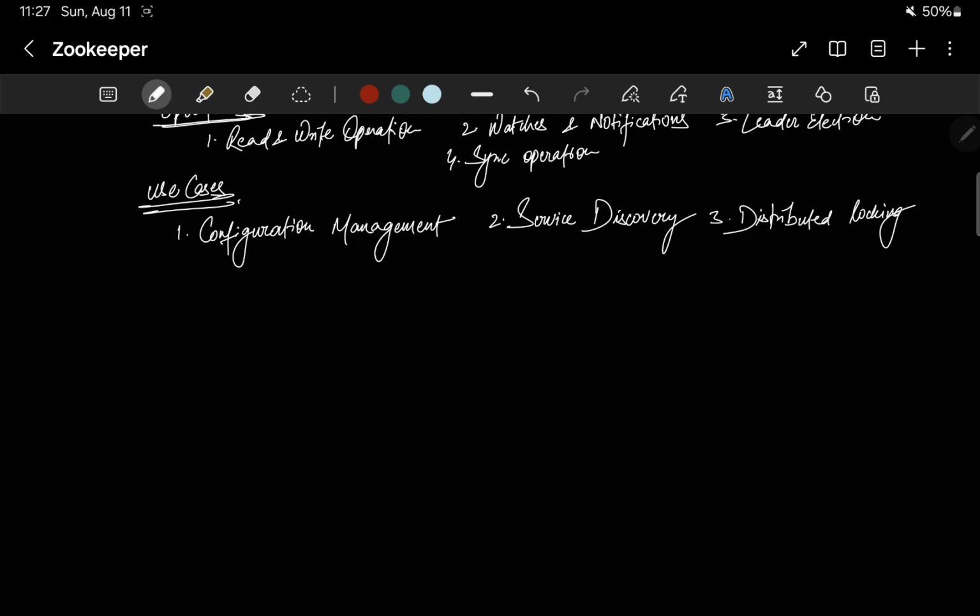ZooKeeper provides primitives for distributed locking, ensuring that only one client holds a lock at a time. In a distributed task scheduling system, ZooKeeper might be used to ensure that only one instance of a job scheduler runs at a time, avoiding duplicate job executions. Okay. Next is leader election.